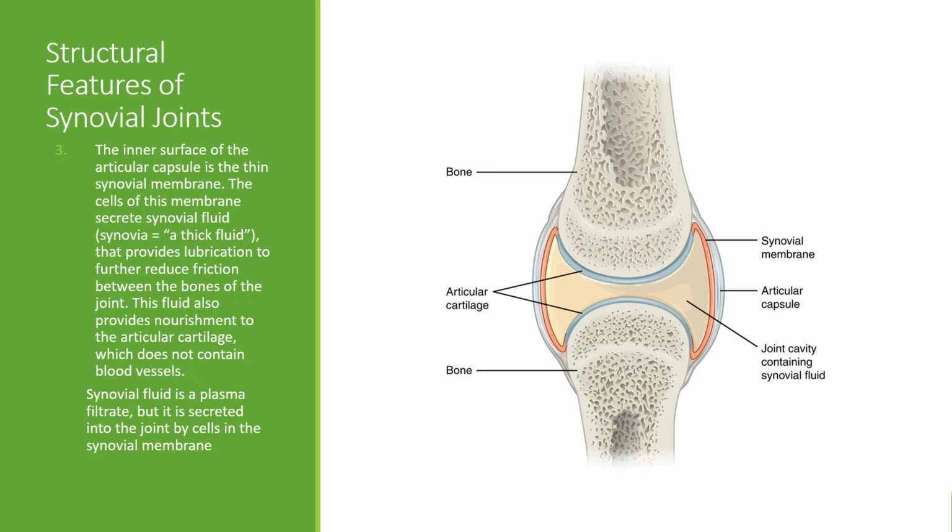The synovial fluid is a derivative of your blood plasma. It's secreted into the joint by the cells in the synovial membrane. So that fluid comes from the plasma of your blood.